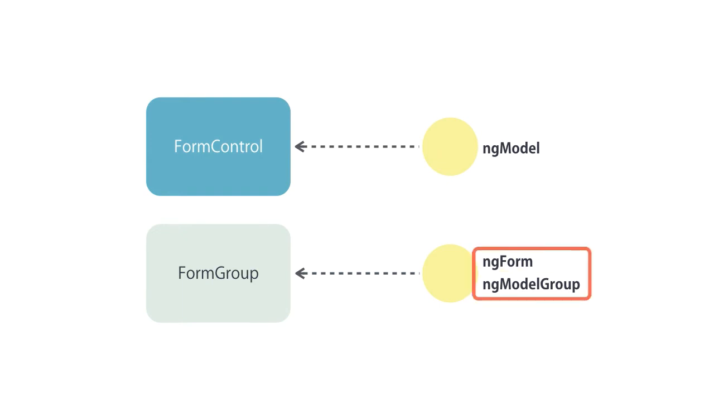Now, you might be curious, what is the difference between ngForm and ng model group? The difference is that the ngForm directive exposes an output property, which you saw earlier, that is ng submit. And we use this to handle the submit event of forms. ng model group doesn't have that output property because it doesn't make sense to submit a part of a form. So this is all about form control, form group, and the related directives.